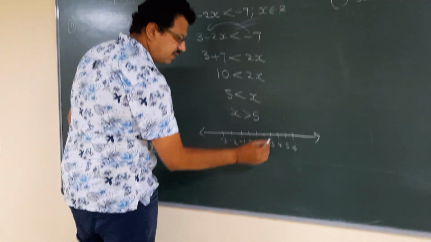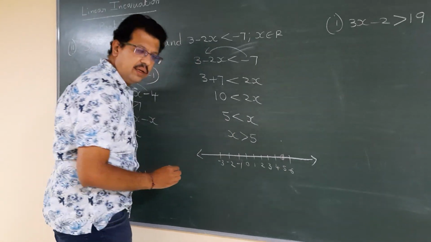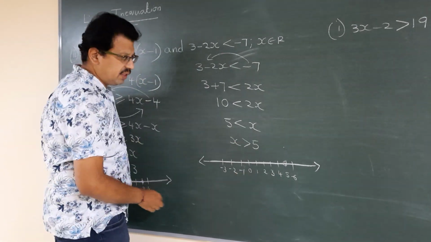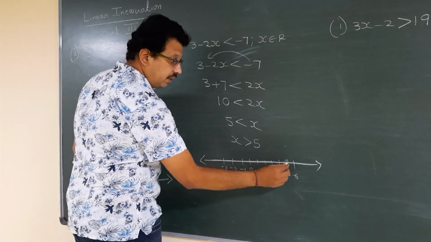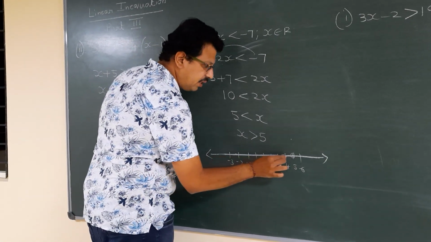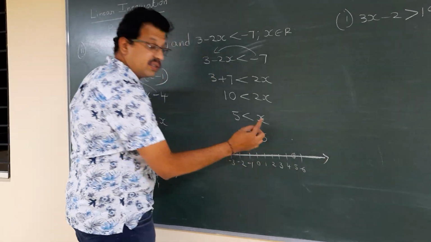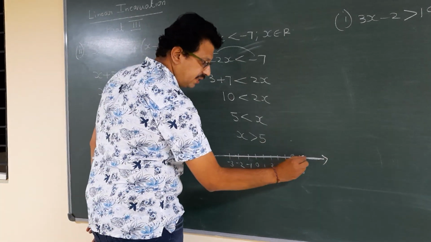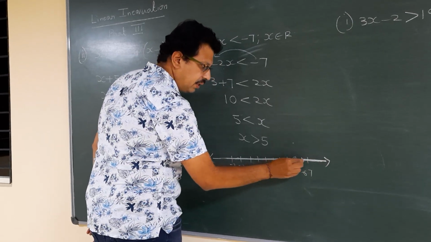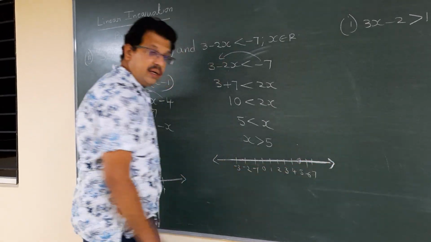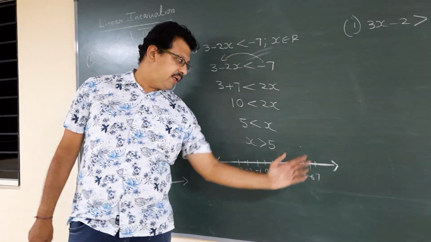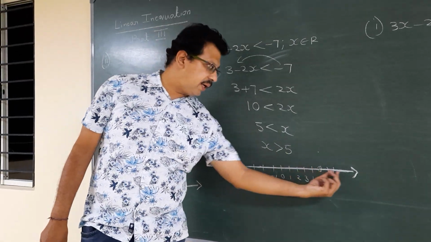So, greater than 5. Greater than 5 means again we have to put a hollow circle, and because x is greater, it should come to the right side, children. So you have to be very clear. It has to be the right side, because x is greater than 5. You have to move to the right side.